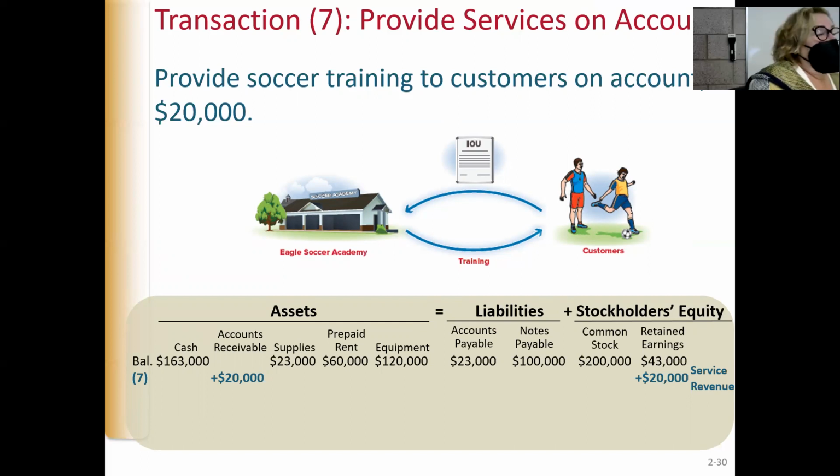Okay? If you think about it, if the company were to have provided a service with cash, cash would have gone up and service revenues would have gone up. But what they're telling us here is we provided soccer training to customers on account, which means we haven't gotten the cash yet. So we're going to still show it as an asset, accounts receivable. And we're going to show that revenue as stockholders' equity under retained earnings. Does that make sense, guys?